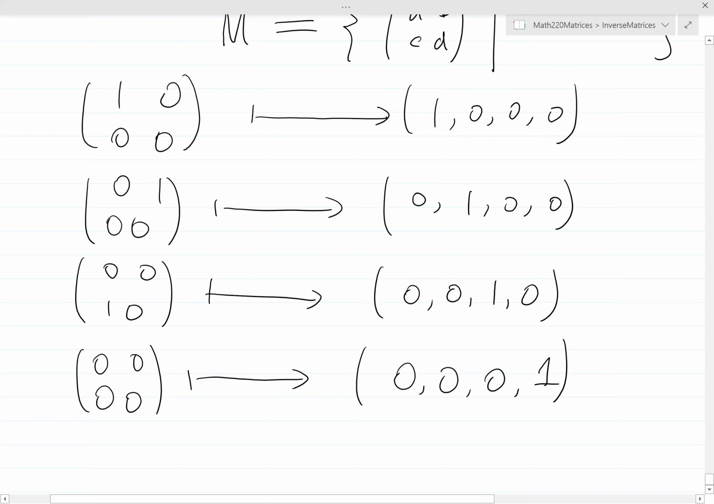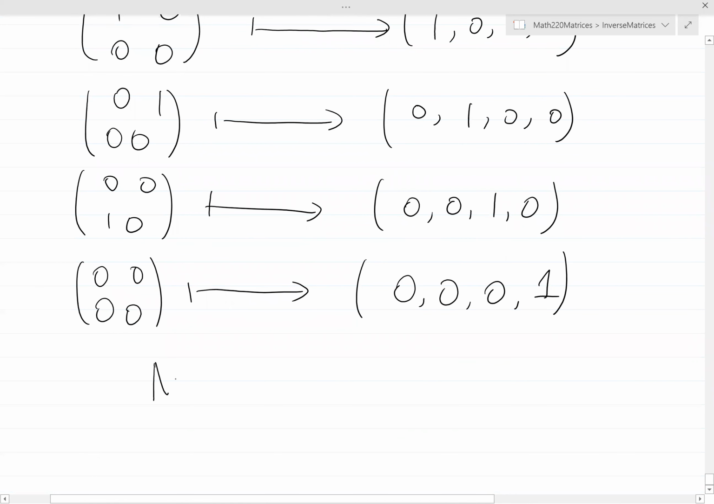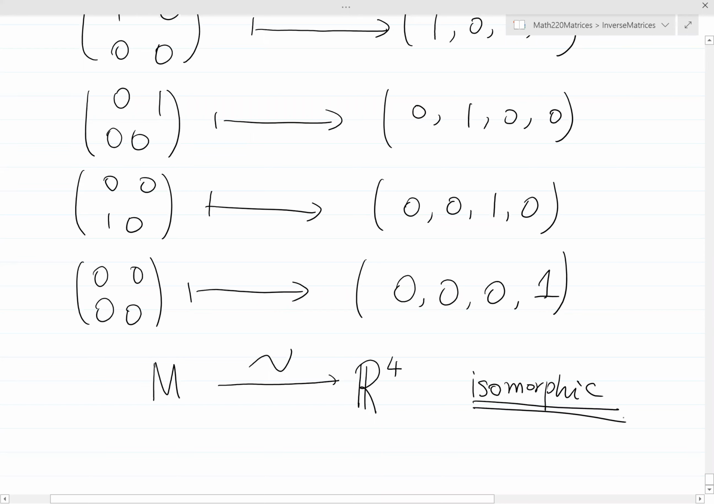Okay, so we don't use the word equal. We use this thing, isomorphic. This word means equal. We often use equal for numbers: 2 equals 2, x equals x for numbers.